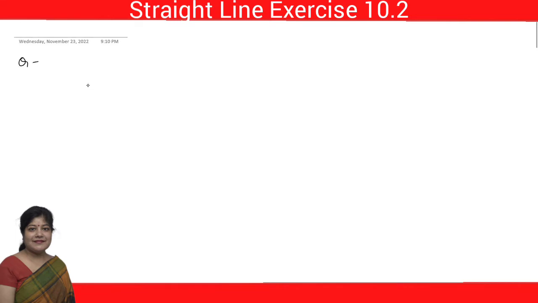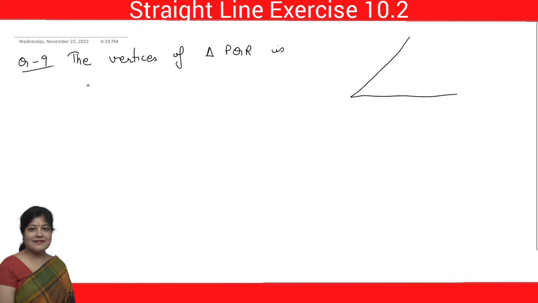So I want to write the question. Question number 9. The vertices of triangle PQR are, let this be a triangle. Vertices are P, Q, R. Let them be 2 comma 1, minus 2 comma 3 and 4 comma 5.